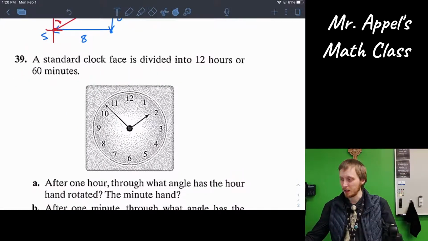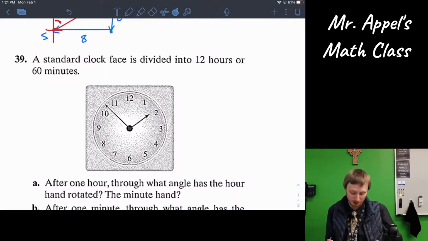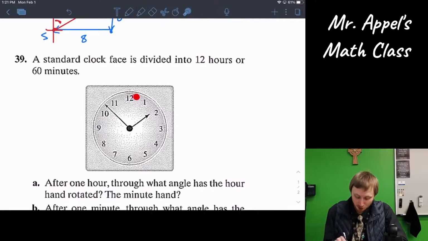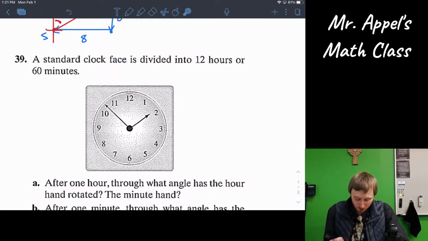Standard clock face. Okay, this is a classic math problem setup right here. We mathematicians love our analog clocks, so much good stuff going on. Let's take a look at what they're asking for us in this one. So just a reminder, the clock is divided into 12 hours, so each hour from 12 to 1, 1 to 2 is 1/12, and then there are 60 minutes all the way around. Okay, so the question is, after 1 hour, through what angle has the hour hand rotated?